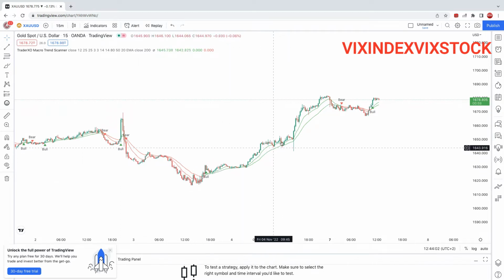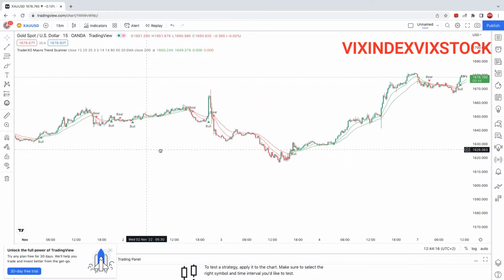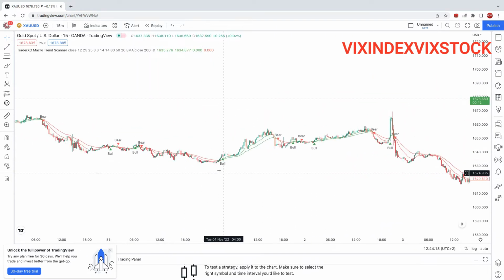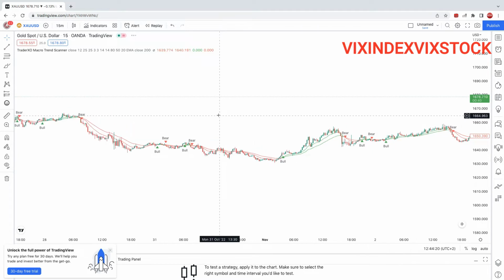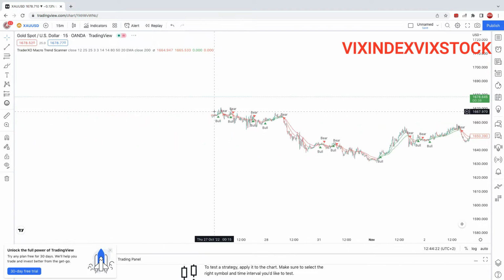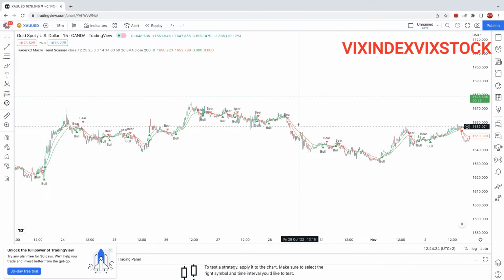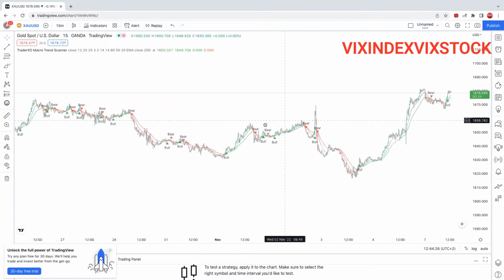When things are blue like this and the lines are blue and we have a bull signal there, it means it's time to buy, and we close when we get a bearish signal there, and we sell and we buy again. That's basically the idea behind this system. It's a free indicator that you can actually use in your trading.